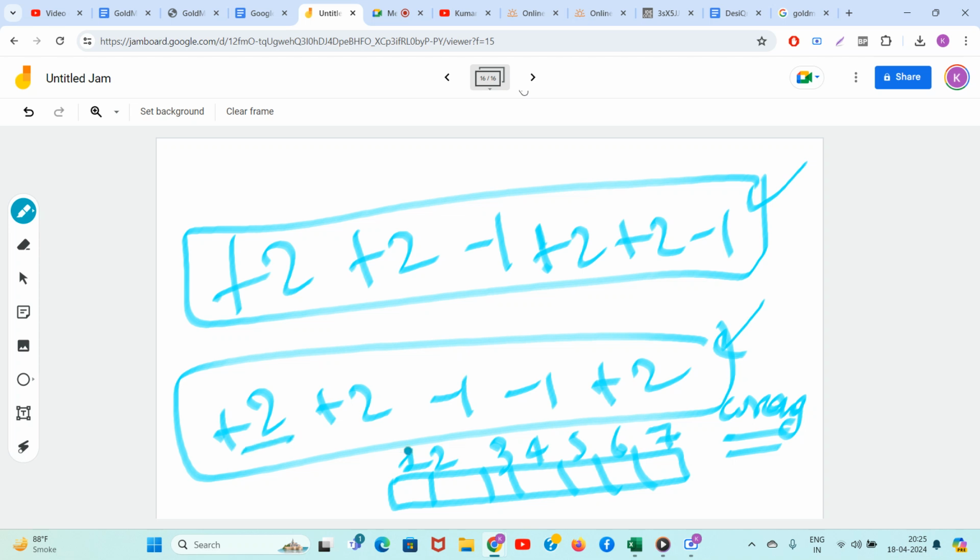If you plus 2, what does it mean? You go from 1 to 3. Plus 2 means you go from 3 to 5. -1, you go from 5 to 4. -1 again, 4 to 3, you cannot go from 4 to 3. It has already been visited.